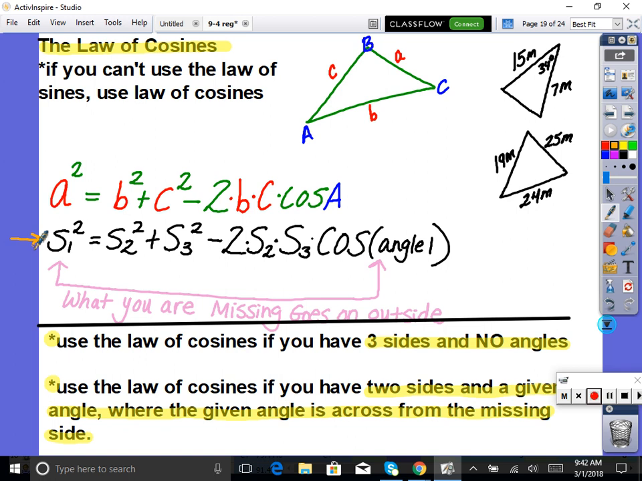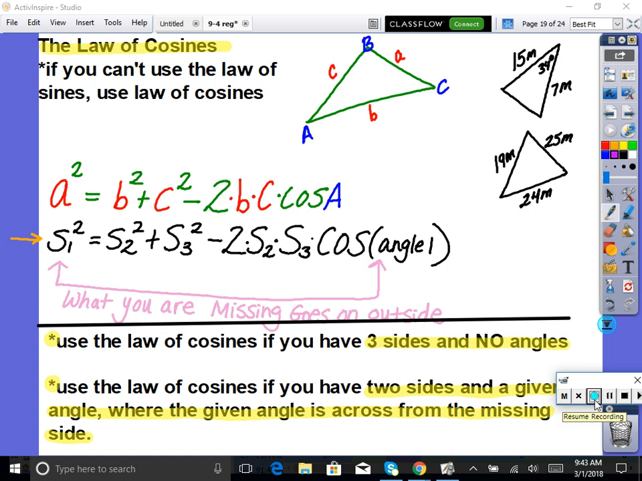So start writing down the law of cosines. And then I'm going to make some connections. It's actually not that bad. It's actually quite easy. So it's side 1 squared equals side 2 squared plus side 3 squared minus 2 times side 2 times side 3 times cosine of angle 1. Write it down, then I'm going to make some connections. It's not as bad as it looks.